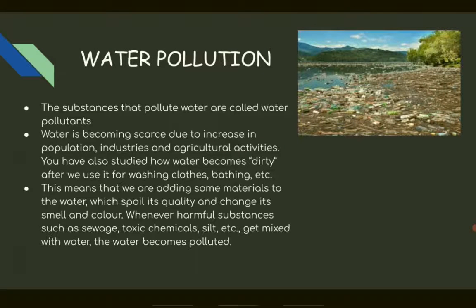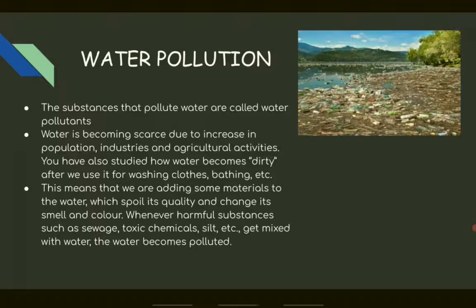So now we shall come to the next topic, water pollution. Substances that pollute water are called water pollutants. Water is becoming scarce due to an increase in population, industries, and agricultural activities. You have also studied that water becomes dirty and often we have to use it for washing clothes, bathing, etc.